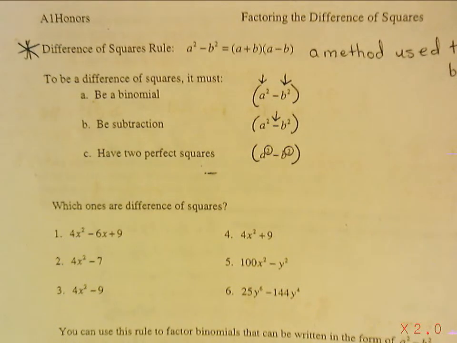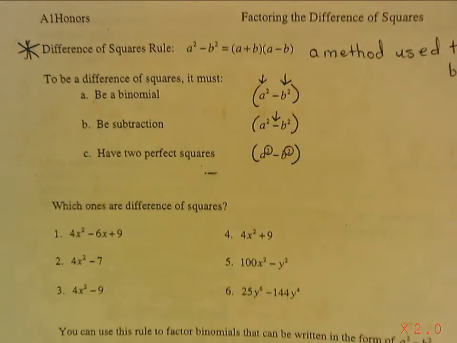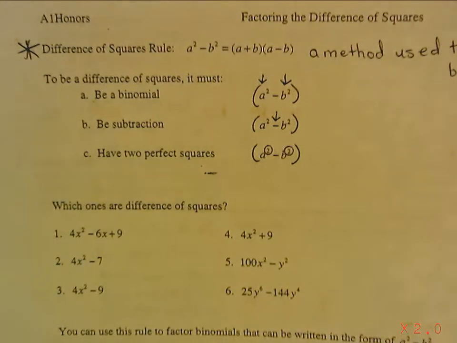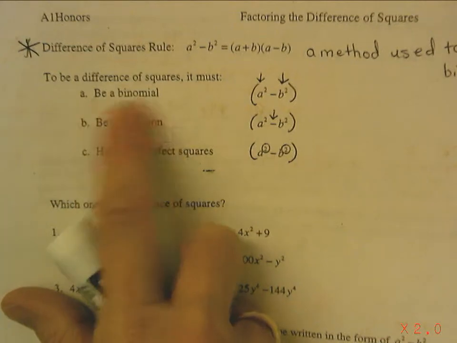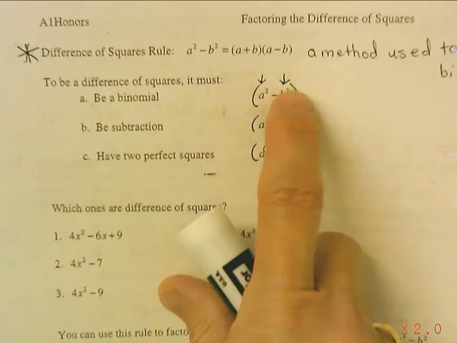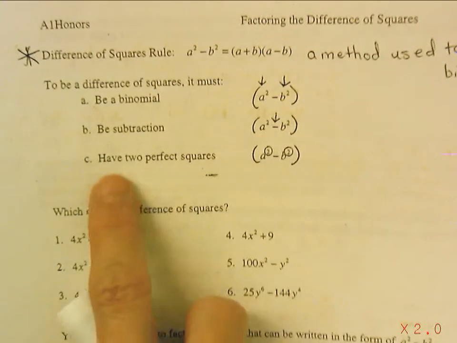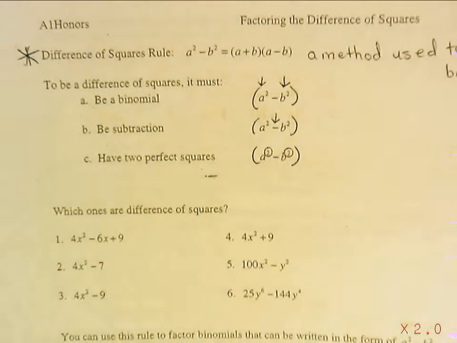So if you turn to page 40, we're going to go over how to determine if something is a difference of squares. Now, difference of squares is a binomial connected with a subtraction sign where the first term and the second term are both perfect squares. So, to be the difference of squares, it must be a binomial, must be two terms. It must be connected with subtraction, and it must have two perfect squares.